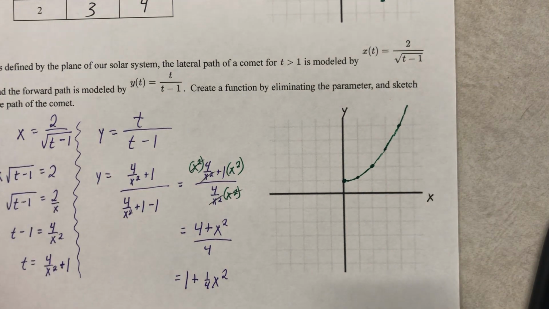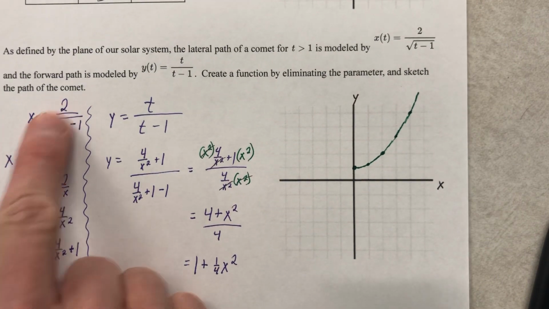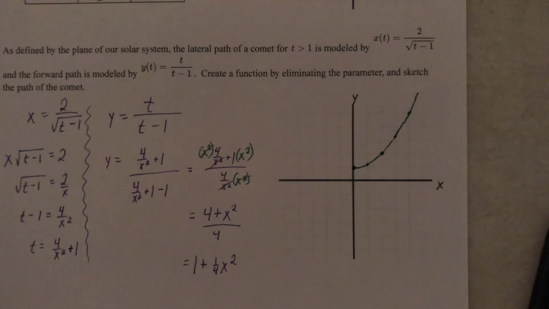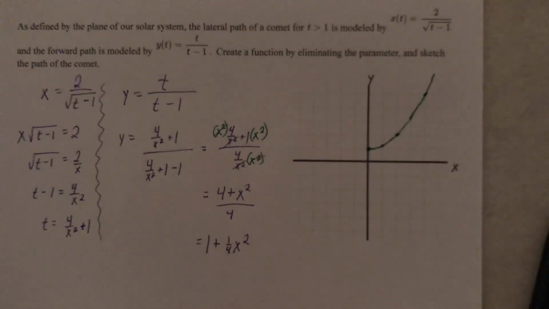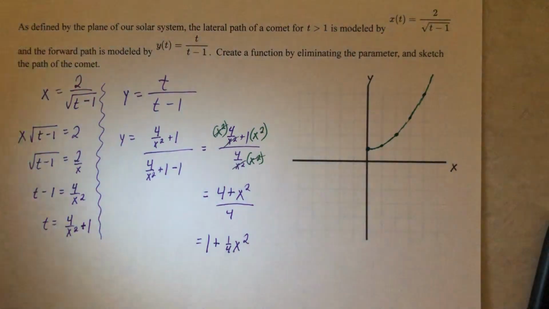Okay, but it also said, create a function by eliminating the parameter and sketch the path of the comet. I need to turn the lights back on because I've been sitting here so long that the lights just automatically went off. Or we could finish this one in the dark where it's scary and nothing but the calculator lights up what we're doing. Anyway, sorry, got a little weird there.